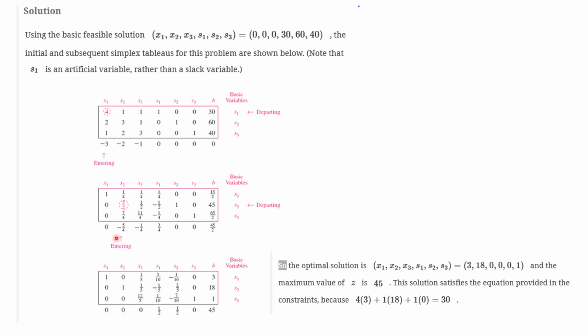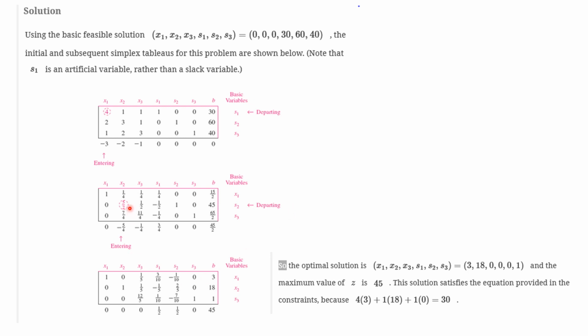And notice you do the pivoting down here as well. You do those calculations on all of them. But now we still have a negative down here. So we're going to be entering with this. And so that means that x2 is going to be entering. And when we do the minimum ratio rule, we see that S2 is going to be departing.